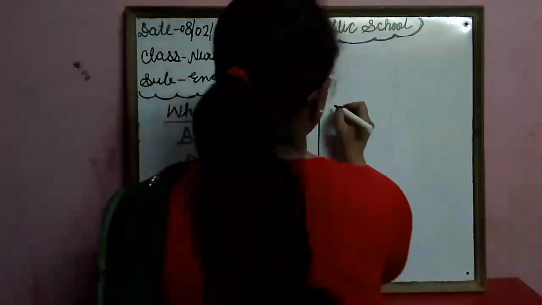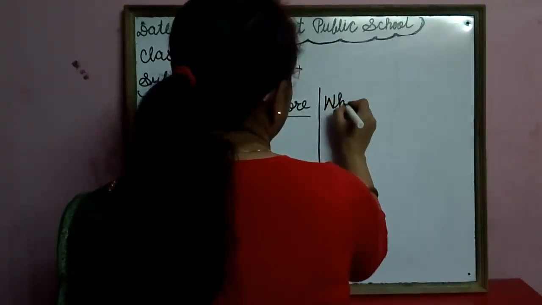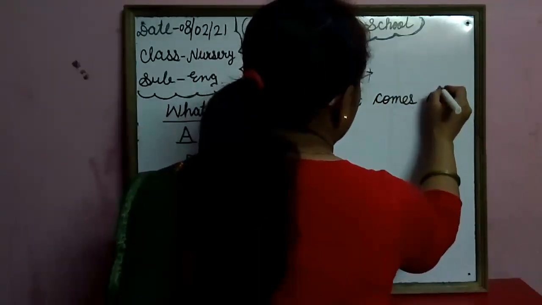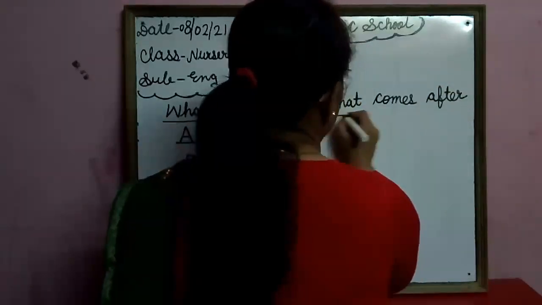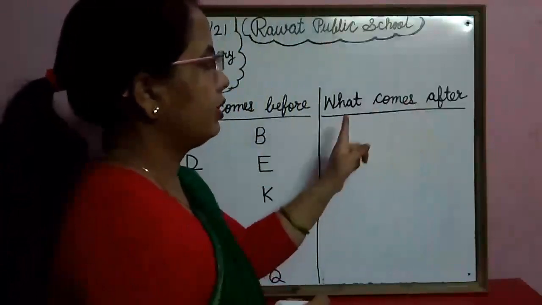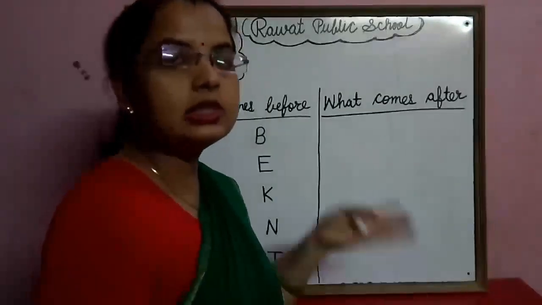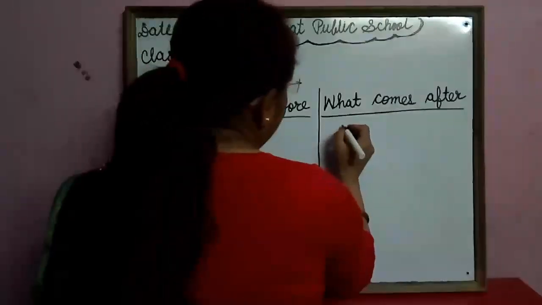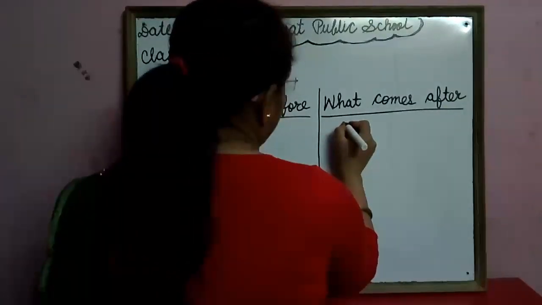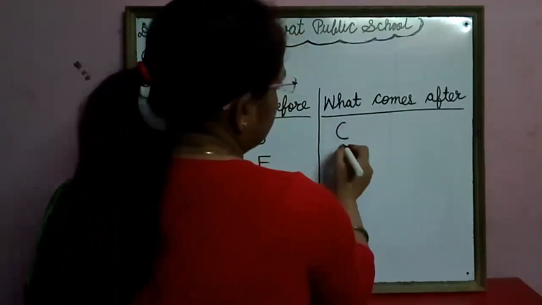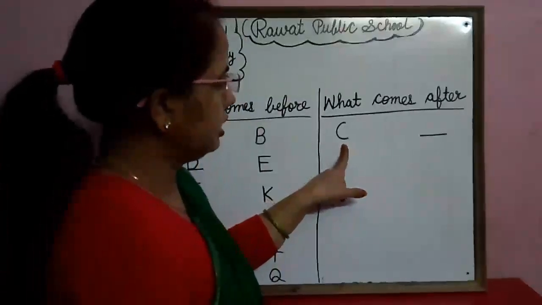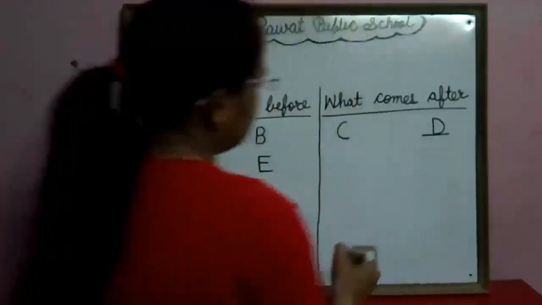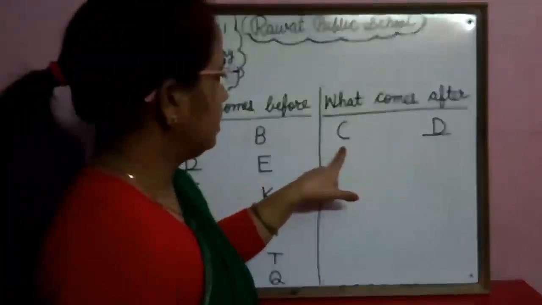Okay, now we will do what comes after. What comes after? After means baad mein. Teen letters ke baad mein kaun sa letter aata hai? This is C. What comes after C? D. C के बाद क्या आता है? D.